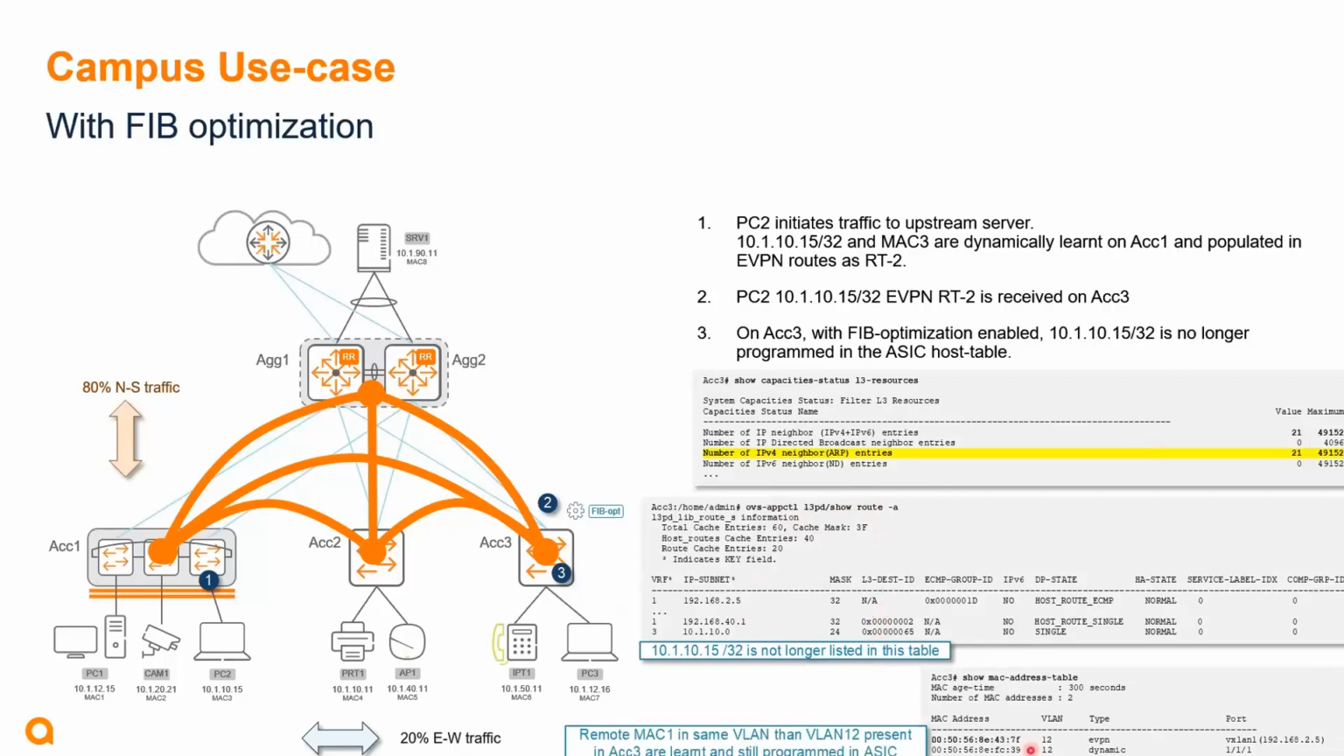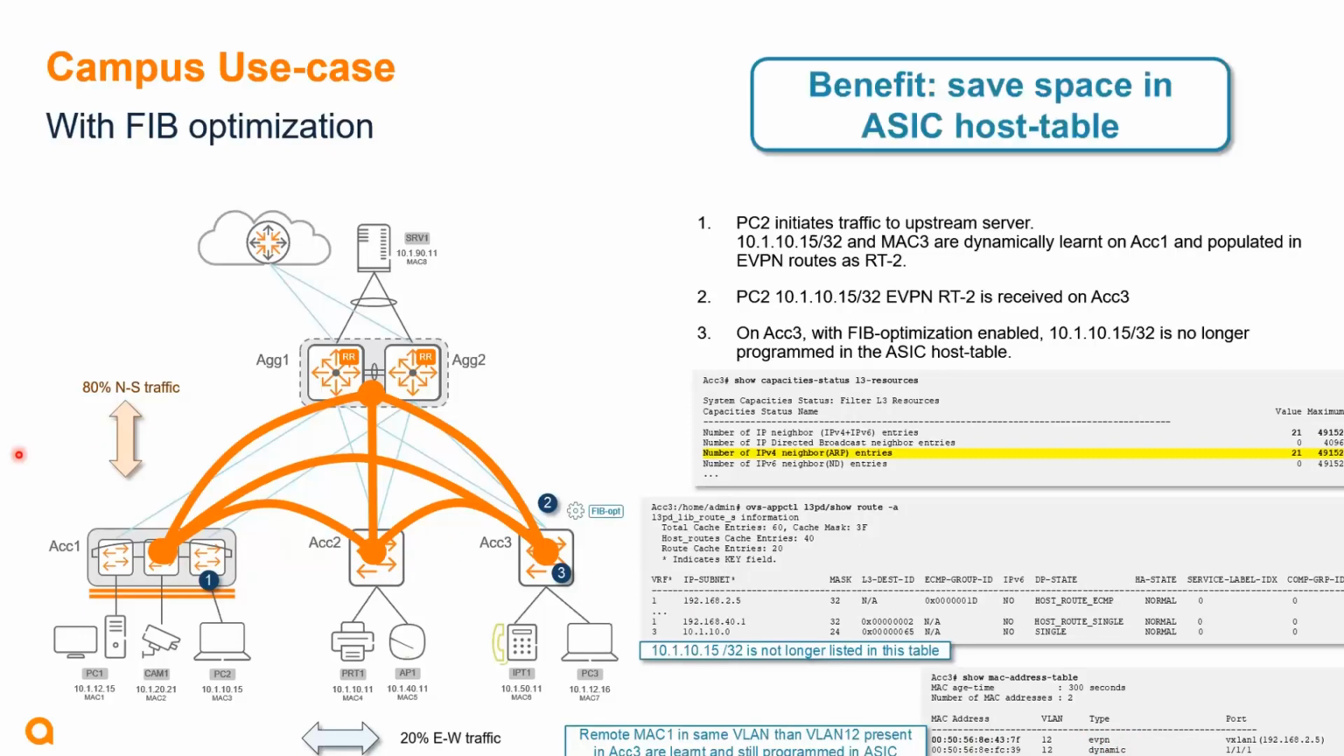However, if you look at the MAC address table on ACK3, the MAC address in the same VLAN, so VLAN 12 is stretched between access 1 and access 3, that MAC address table still has the MAC address entry learned through EVPN of the remote VTEP. It does not change for the MAC address. It's just the IP host table.